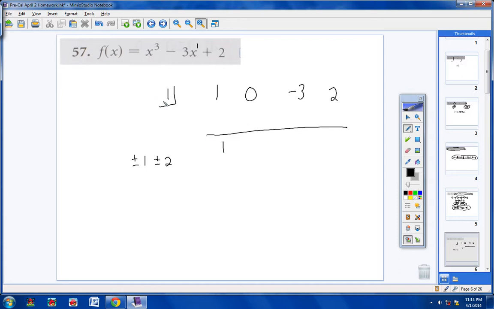Bring down your 1. Multiply, you get a 1. Combine, you get a 1. Multiply, you get a 1. Combine, you get a negative 2. Multiply, you get a negative 2. And you get a 0.